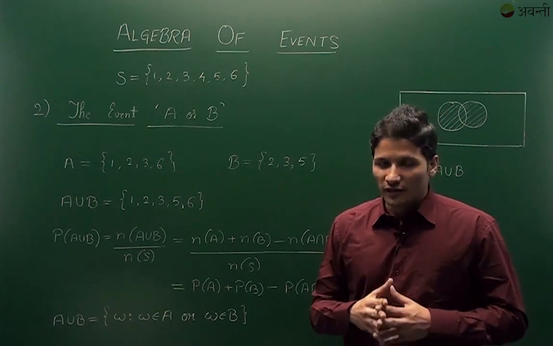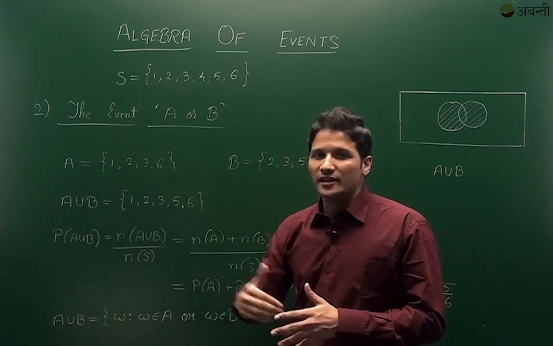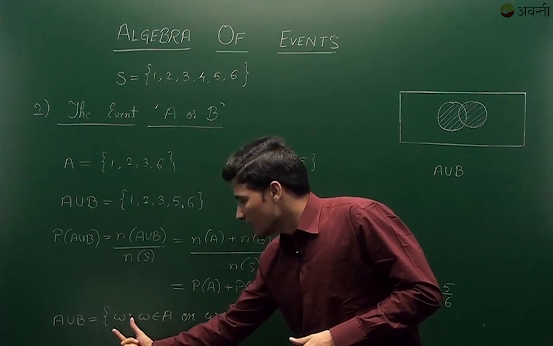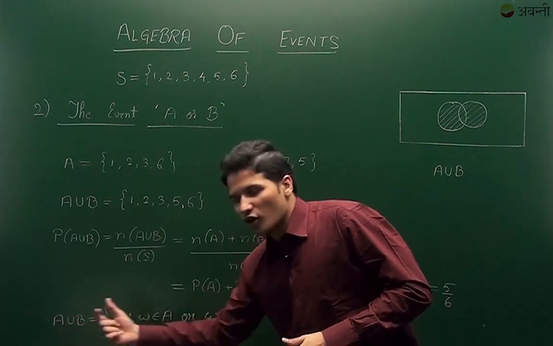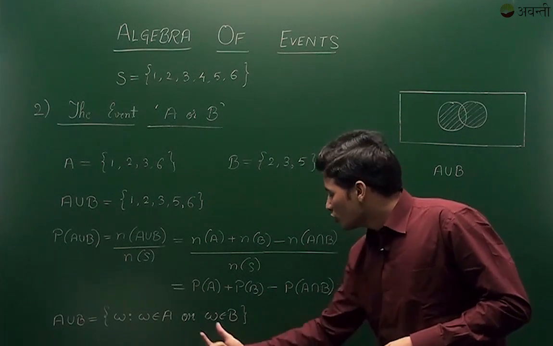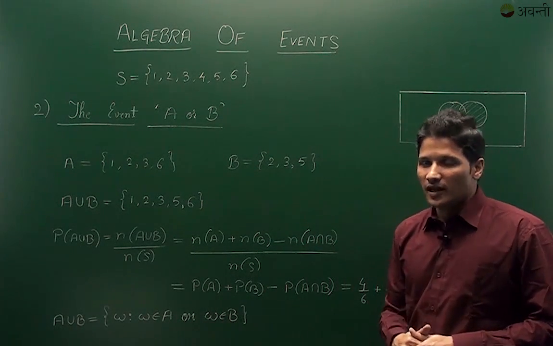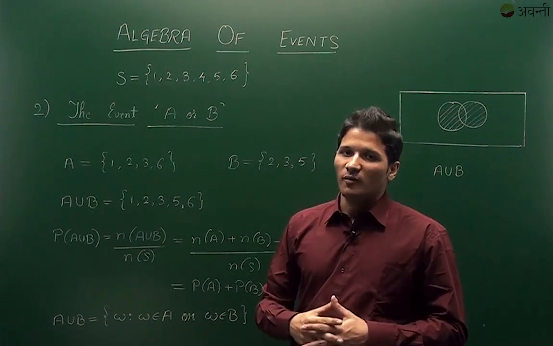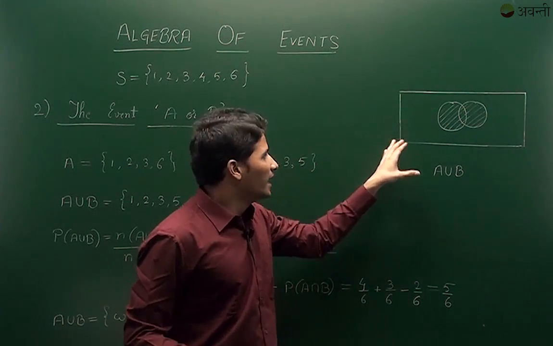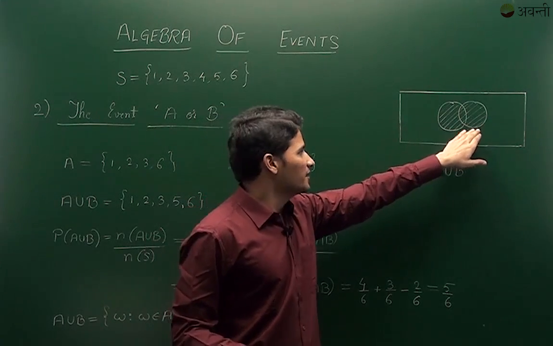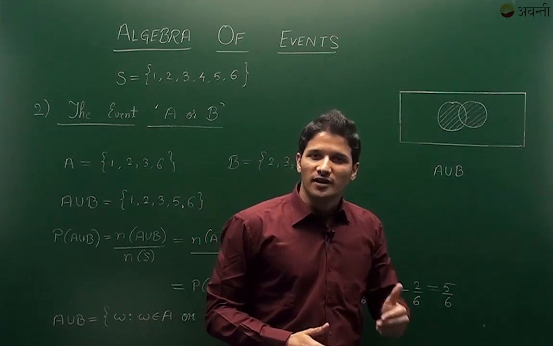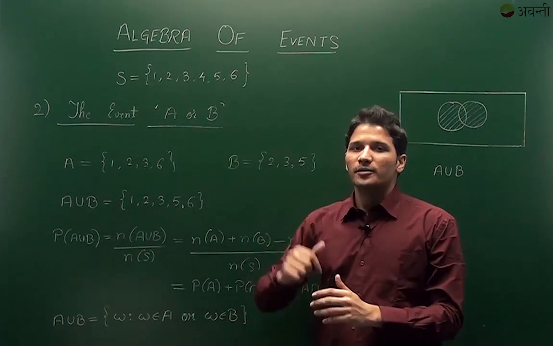And if you want to write this event in the form of set builder form, then we can write it as omega is an outcome of event either A or B, such that omega is an outcome of event A, or omega is an outcome of event B. And we can also write this event in the form of Venn diagram, that is this entire box is a sample space, and this circle is event A and this is event B, and A or B will be the shaded region of these two circles. So this is the event A or B.